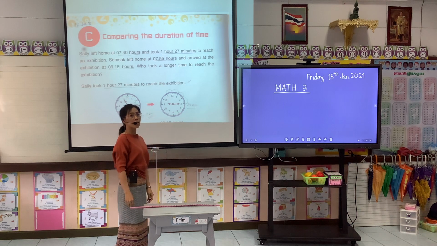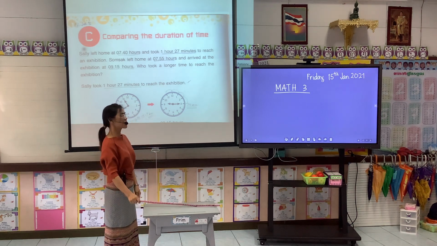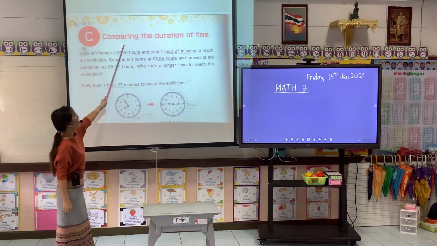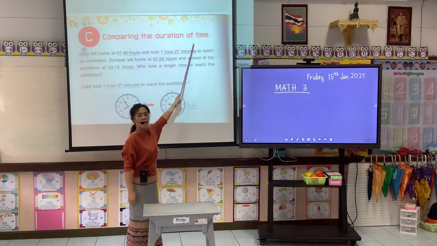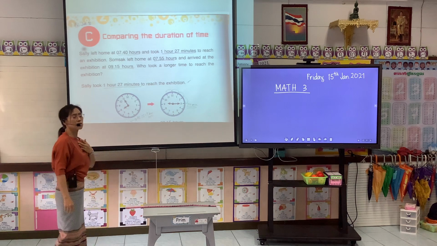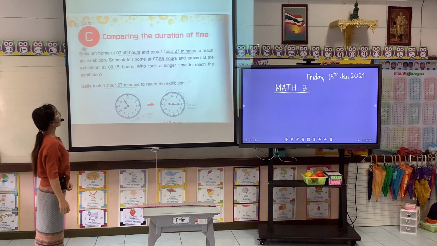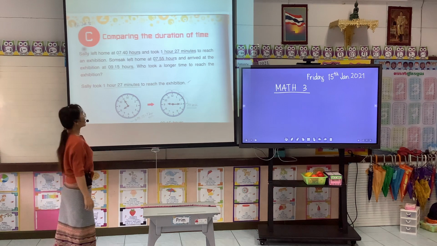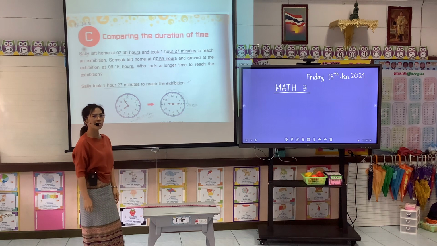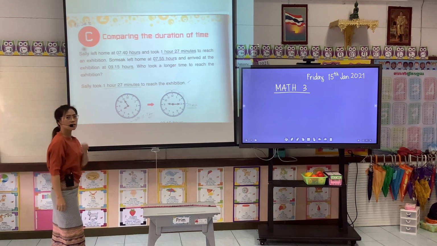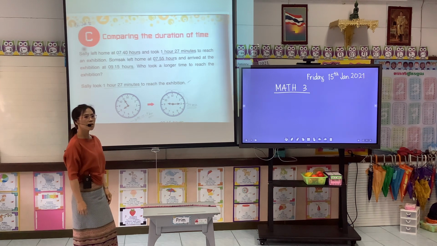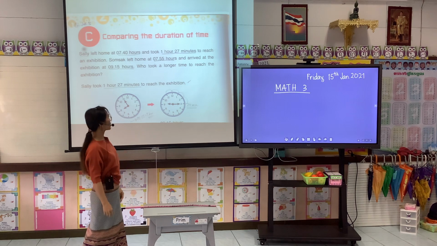Of January 2021. Alright? So for today's lesson, we're going to talk about letter C, comparing the duration of time. We've done telling the time and writing the time in numerals and reading them. So for comparing, we are going to take a look at which activity takes longer and shorter, which time is the shortest time and the longest time of a specific activity.